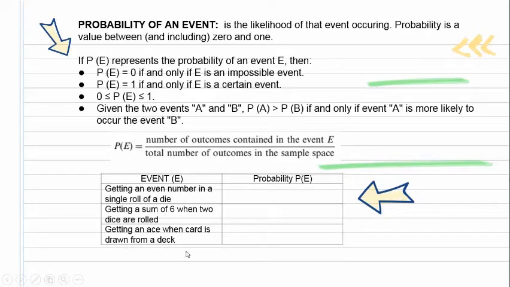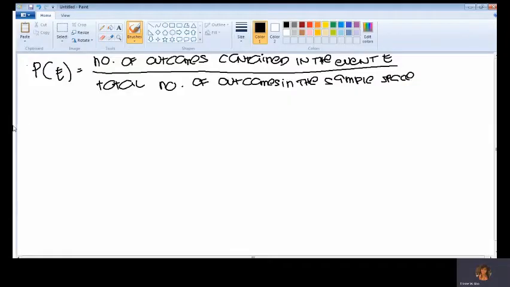Okay, to understand this better, let's have an example. So number 1, we have getting an even number in a single roll of dice. So in a single roll of dice, we have number 2, 4, and 6. And we have the total number of outcomes in the sample space is we have 6. So we have 3 outcomes contained in the event. So 3.